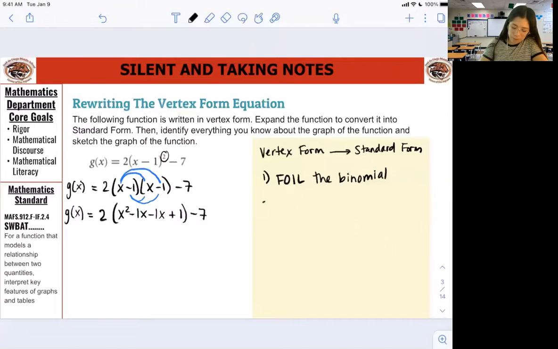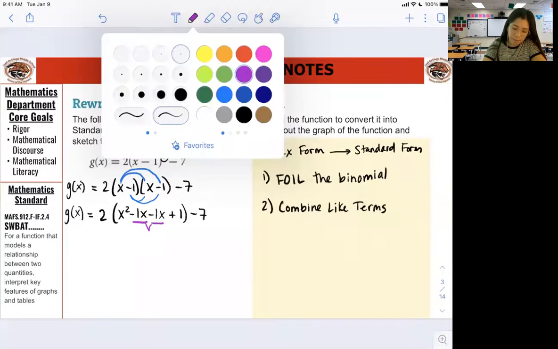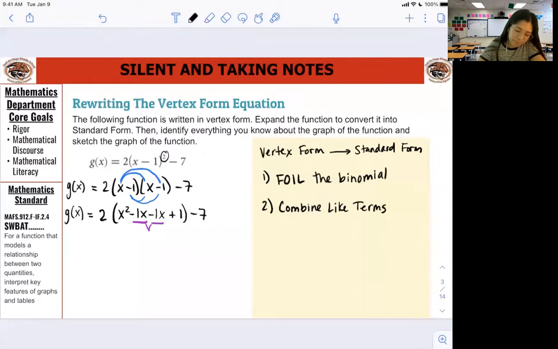Step 2, we're going to combine like terms. Where are my like terms? -1x and -1x. Yeah, right in here. What does that give me? -2x. Good. So we FOILed, we combined like terms. Now I can go ahead and distribute that 2.